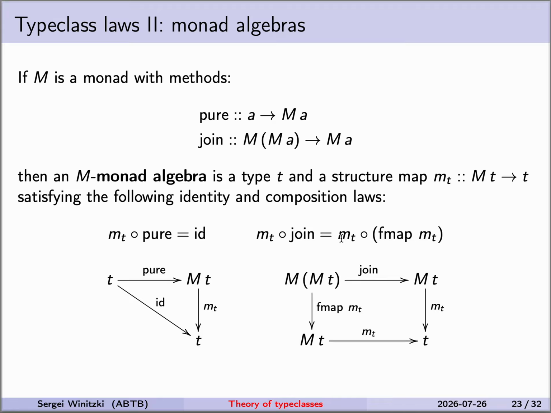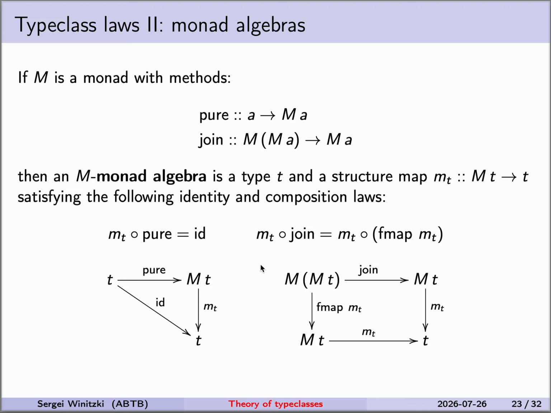The second law is the composition law, and it begins with an arbitrary value of type m of mt, where t is an arbitrary type. And then we flatten this, so join it into just a single layer of m. Then we evaluate the structure map. We get a value of type t. And we can also get that value by applying the structure map twice, one under fmap. So we apply it here, we get an mt, and then again apply the structure map and get a value of type t. And the law says we should get the same value both ways.